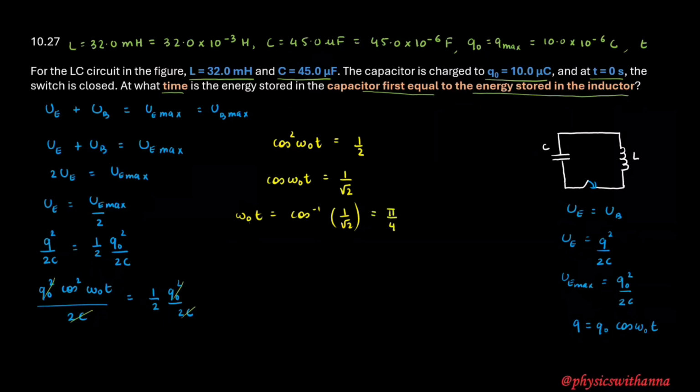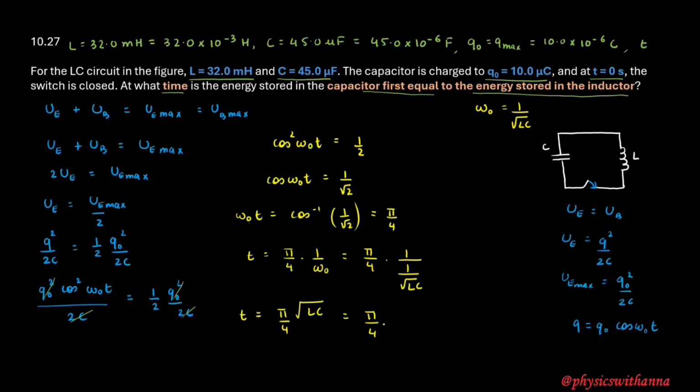So omega t is pi by 4. T you can find by dividing by omega naught. So pi by 4 into 1 over omega naught. Omega naught for LC circuit is given as 1 over root LC. So let's substitute that. This becomes equal to pi by 4 into 1 over root LC. That gives you the time t as pi root LC by 4. Or you can just substitute the numbers here, it's fine. So let's plug in the values.